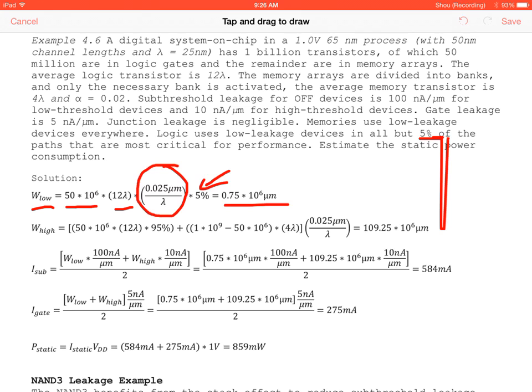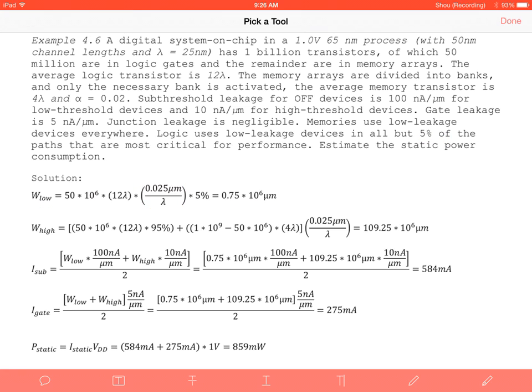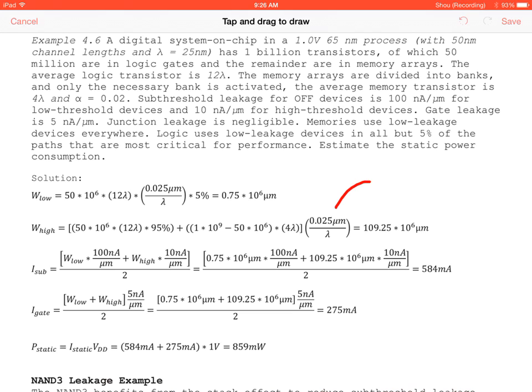So for high, we have our 50 million times 12 lambda times 95% plus, and the reason we're also adding memory is because it's also a low leakage device. We have 1 billion minus 50 million times 4 lambda. Now again, we're multiplying by 0.25 micrometers because that is half of our feature size.